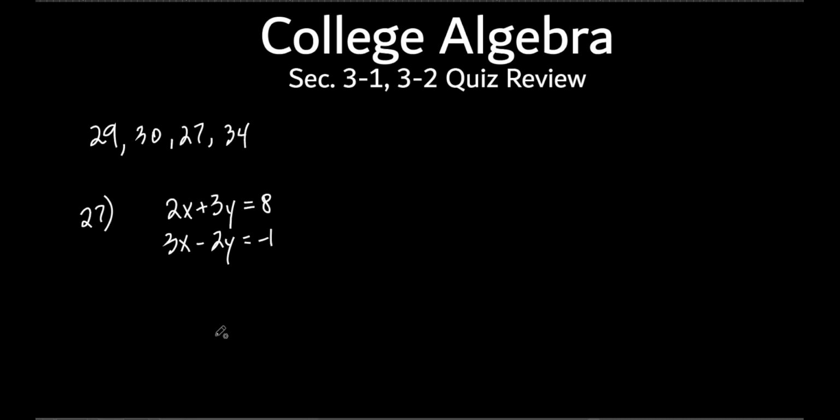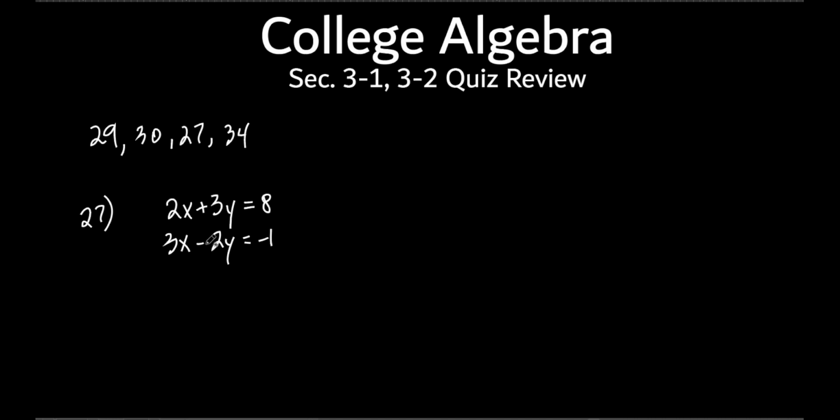Why would I pick the y's to eliminate? What's easier about that than the x's? They're already positive. Yeah, you already got one positive, one negative, so it's already there for you. But I got a 3 and a 2. They don't eliminate right now. If I add these up, these do not add up to 0.